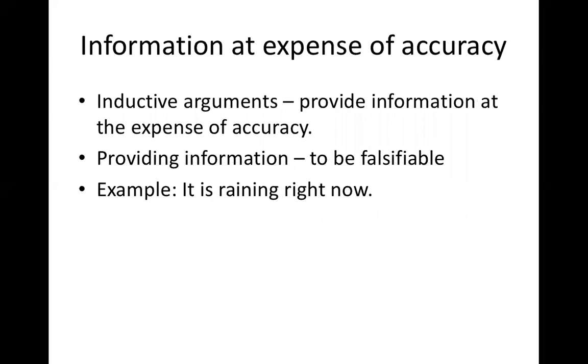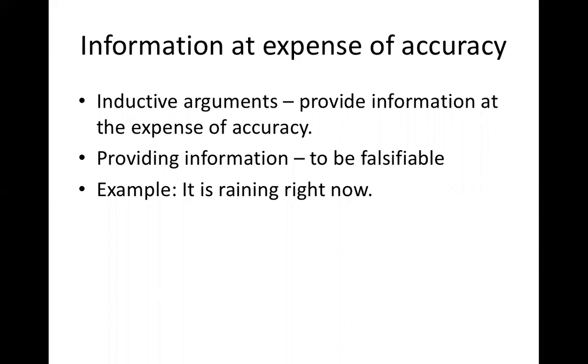On the other hand, inductive arguments provide information at the expense of accuracy. So it is the other way around. It means that the disadvantage of deductive arguments is actually the advantage of inductive arguments. And then the advantage of deductive arguments is the disadvantage of inductive arguments. So the advantage of one is the disadvantage of the other.